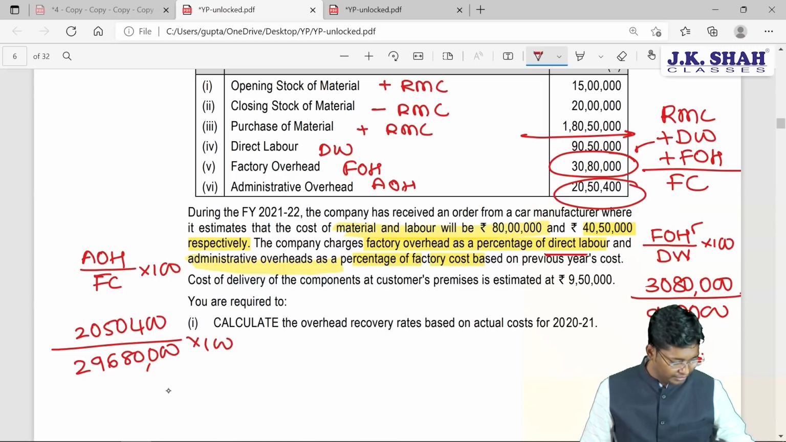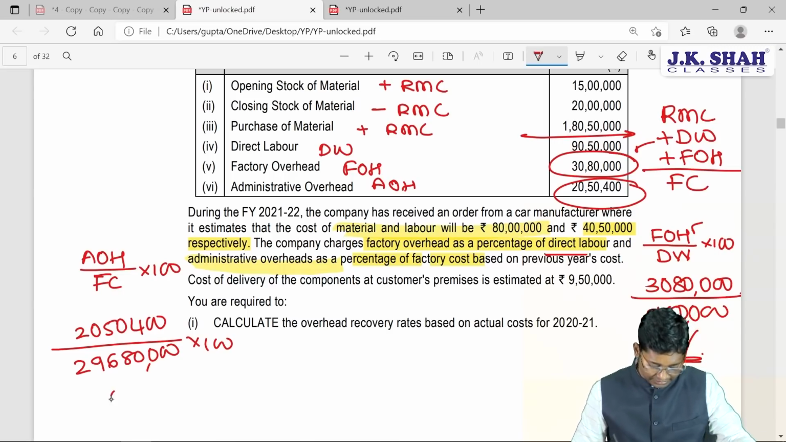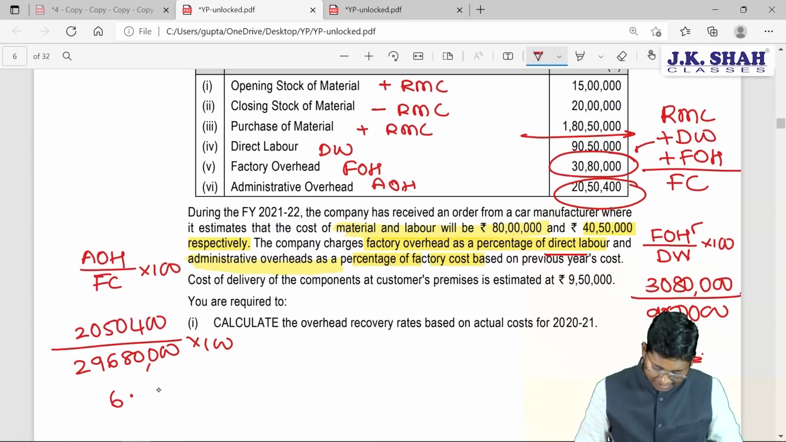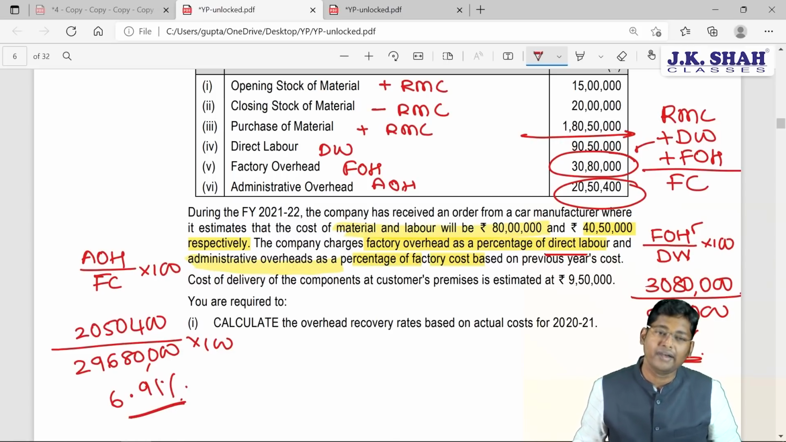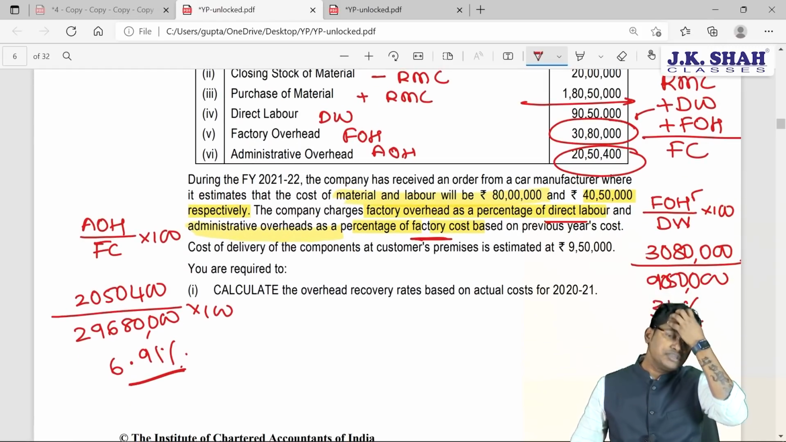You are going to get 6 point something, like 6.91% rounded-off figure. This is the figure showing the administration overhead charge rate, absorption rate, recovery rate or application rate, which is to be computed as a percentage of factory cost. So two rates we have first computed in a working.